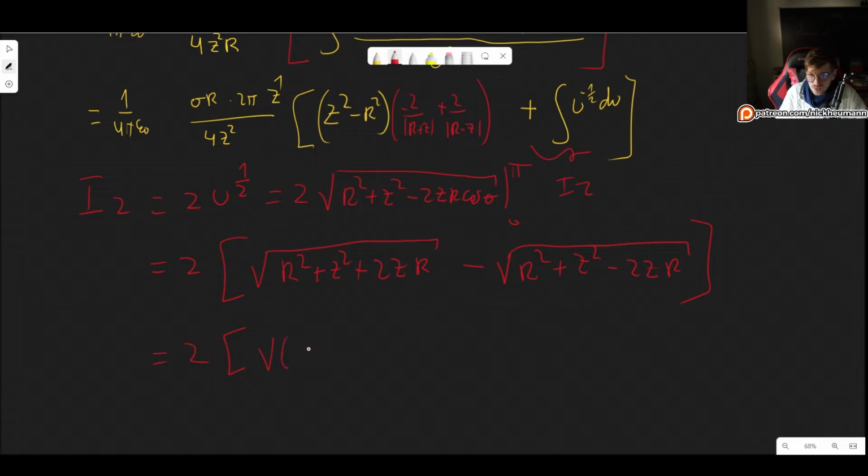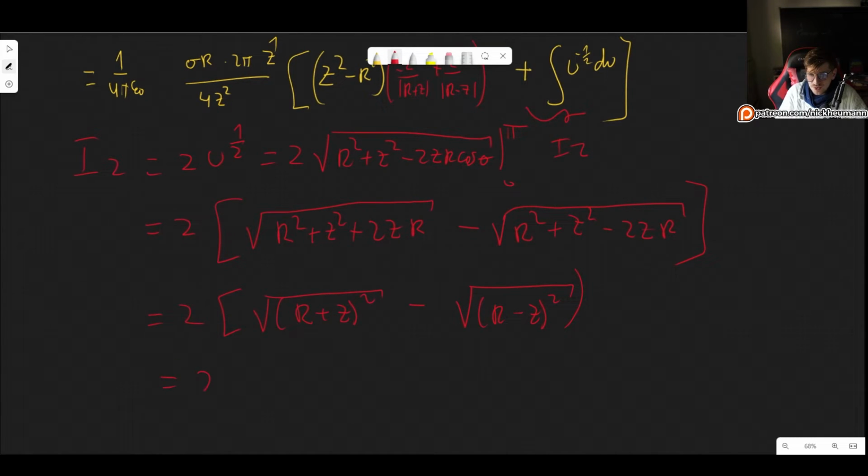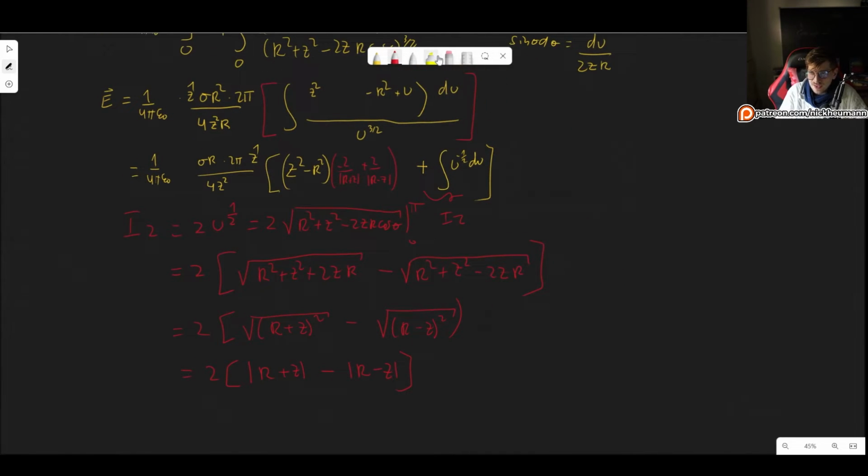So we get square root of r plus z squared minus the square root of r minus z squared. And then, just as before, we take the square root, so we get the absolute value of r plus z minus the absolute value of r minus z. And now we simply plug this back in. That's our result. Not too bad. So we get plus 2 times absolute value of r plus z minus absolute value of r minus z.